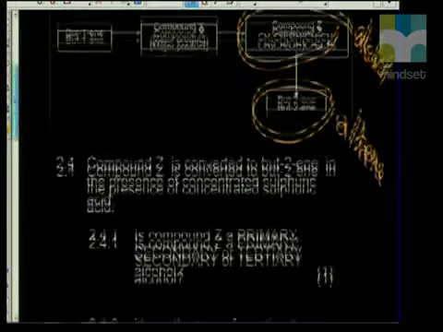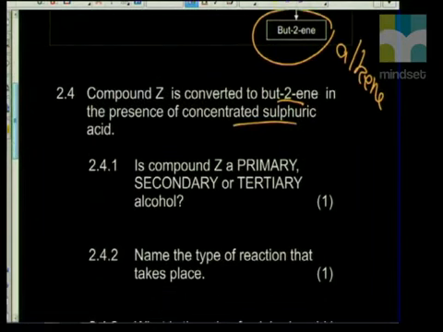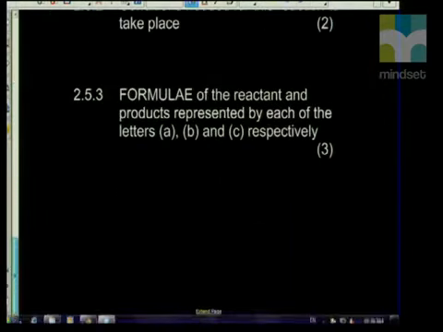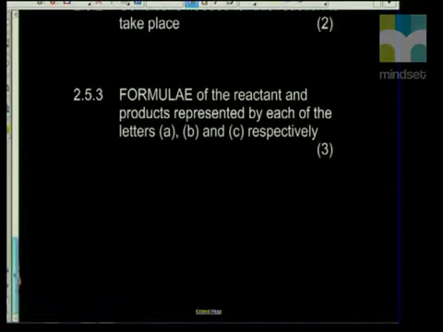What does it say? It says Z is converted to butene in the presence of concentrated sulfuric acid. Now, then they ask you some questions. It says, is Z a primary, secondary, or tertiary alcohol? Let's get some space to explain the difference between those, so we can be very clear about it.